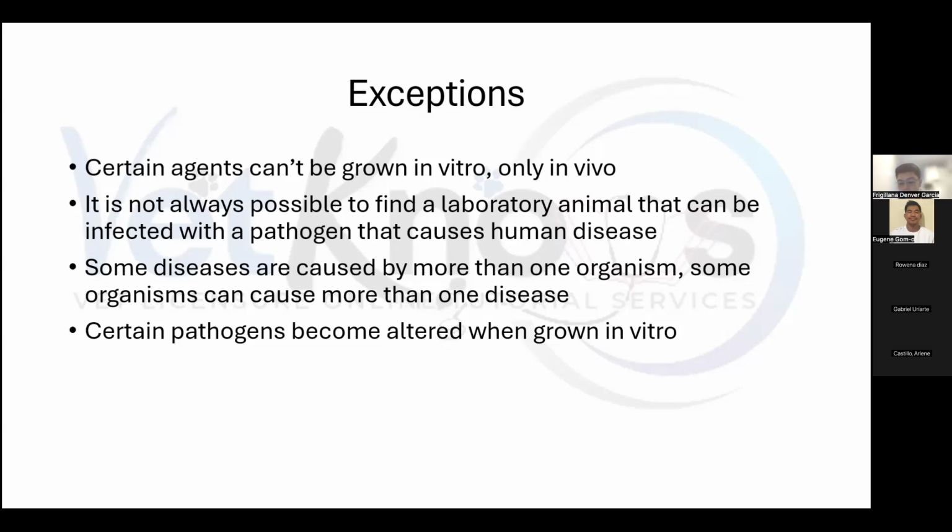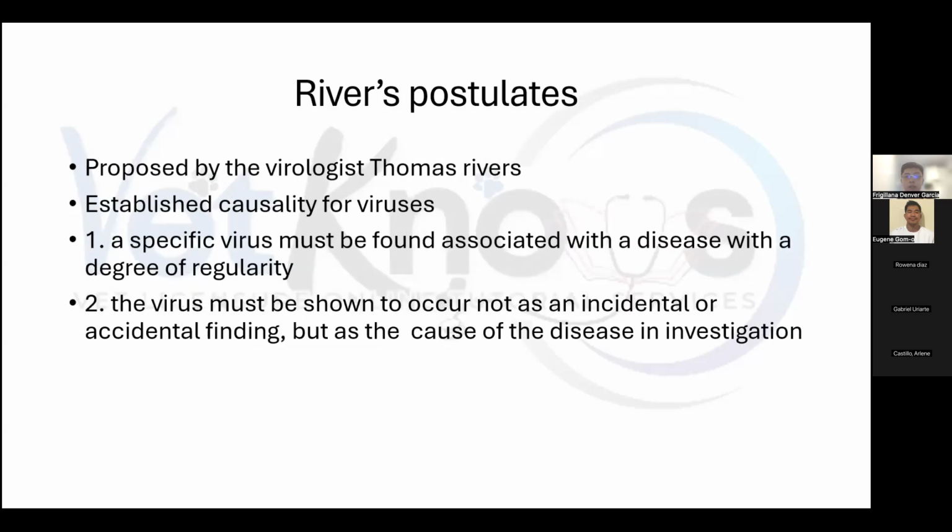So in light of this, Thomas Rivers developed the Rivers postulates, and this deals specifically with diseases that are caused by viruses. Ayan, so there are two. So a specific virus must be found associated with a disease with a degree of regularity. And dapat yung virus would occur not as an incidental pero as a main cause of the disease in investigation. Okay?